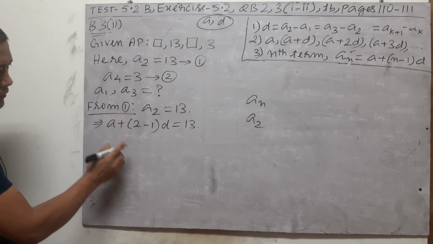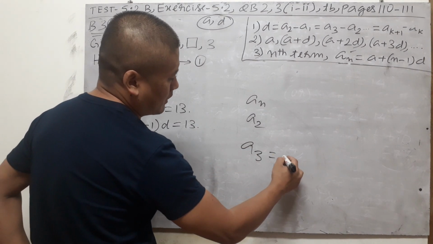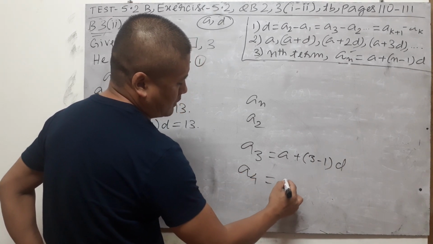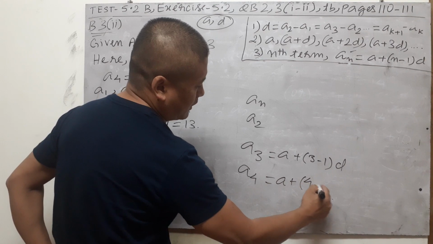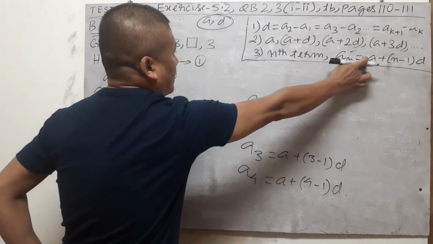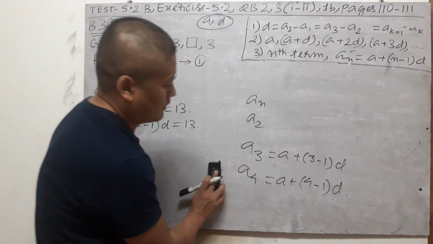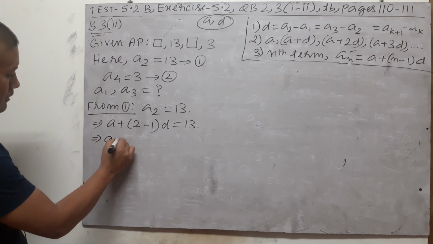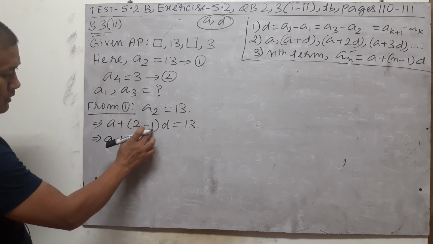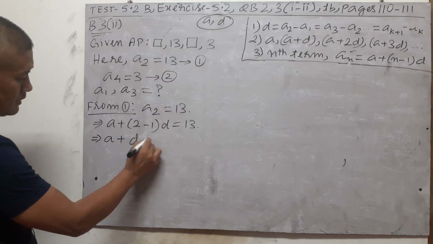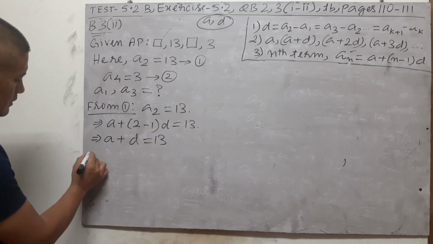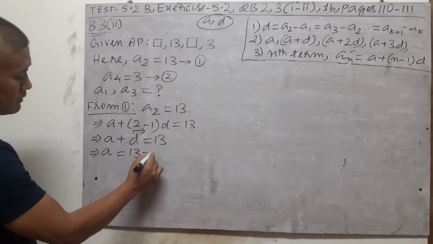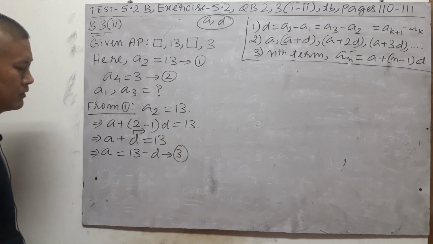That's the formula for A2. The formula for A3 is similarly A plus 3 minus 1 into D. A4 is A plus 4 minus 1 into D. Using this formula, I hope you're getting it right. So that implies A plus 2 minus 1 is 1, so 1 into D: A plus D equal to 13. Let's keep this A and shift this plus D to the right side as minus D. Let us put this one as equation 3 for now.